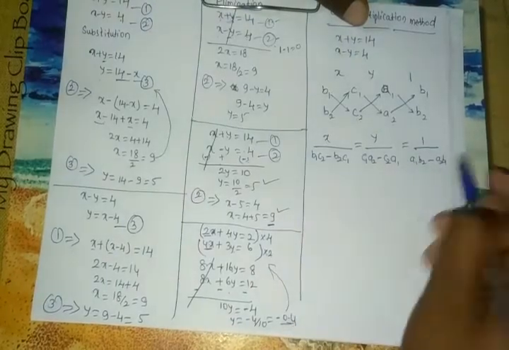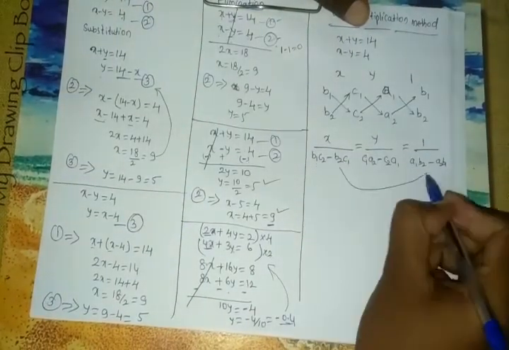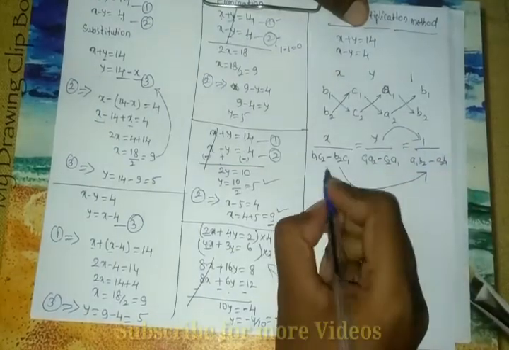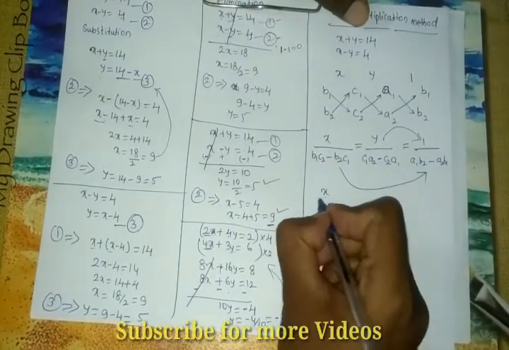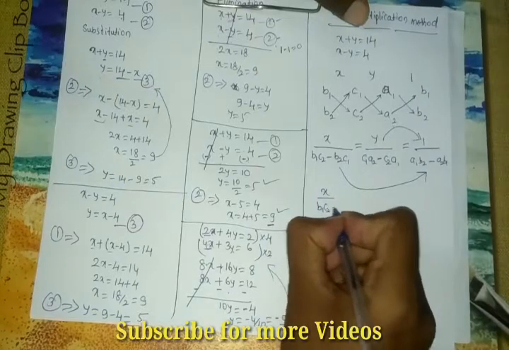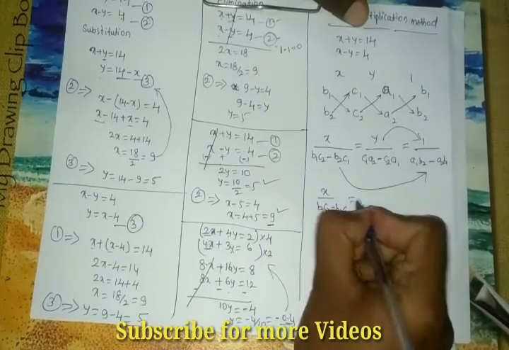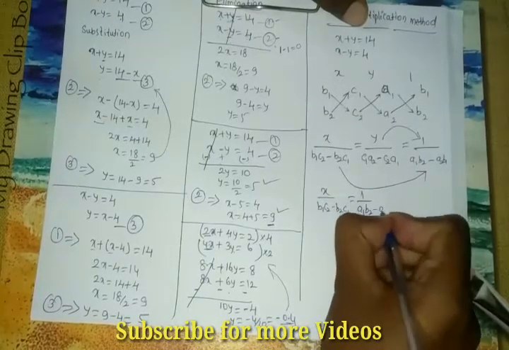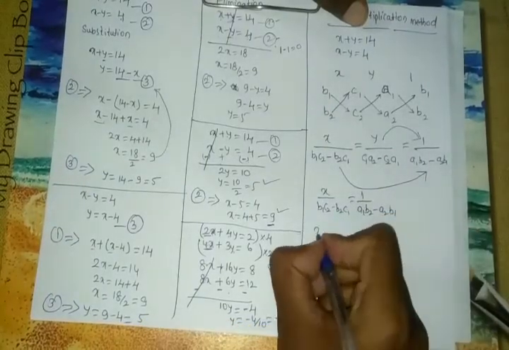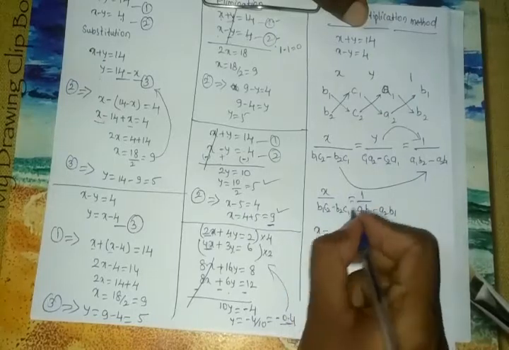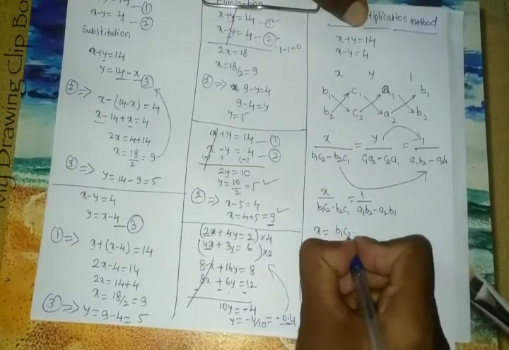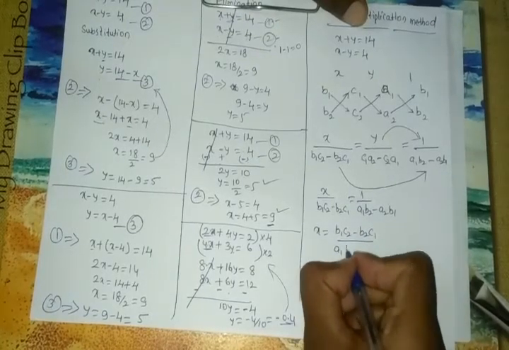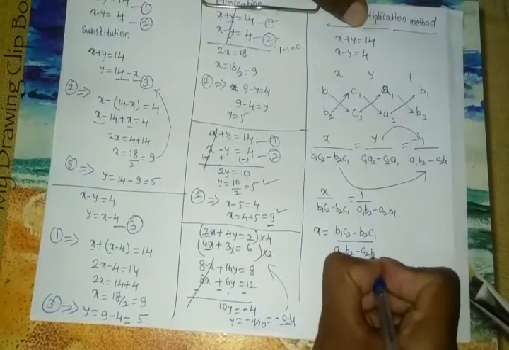Okay, so you have to equate first and last, and you have to equate second and last. So first and last, when I equate, x divided by b1 c2 minus b2 c1 is equals to 1 divided by a1 b2 minus a2 b1. So x is equals to, cross multiply, b1 c2 minus b2 c1 divided by a1 b2 minus a2 b1.